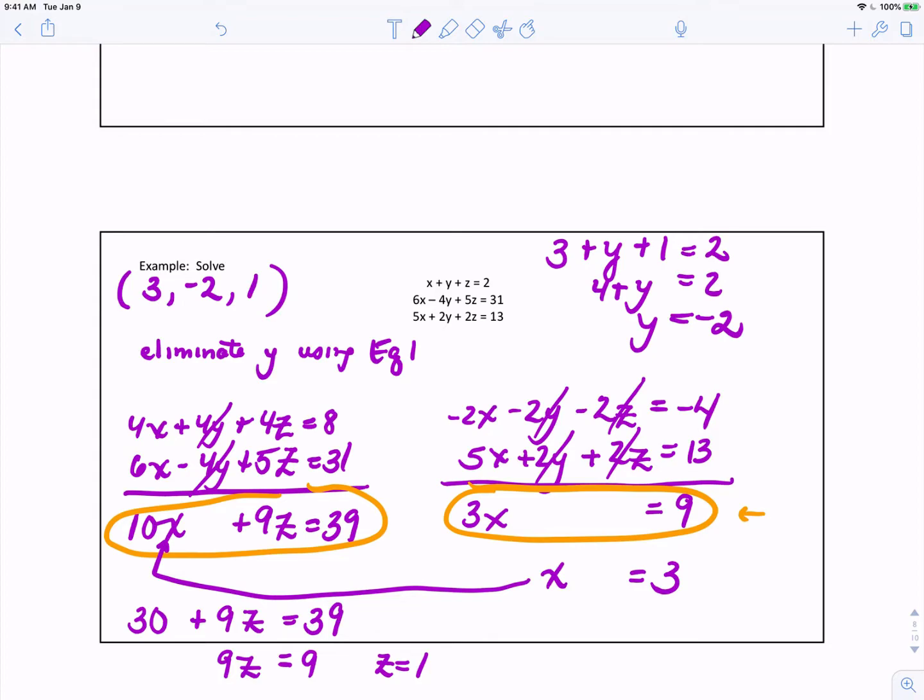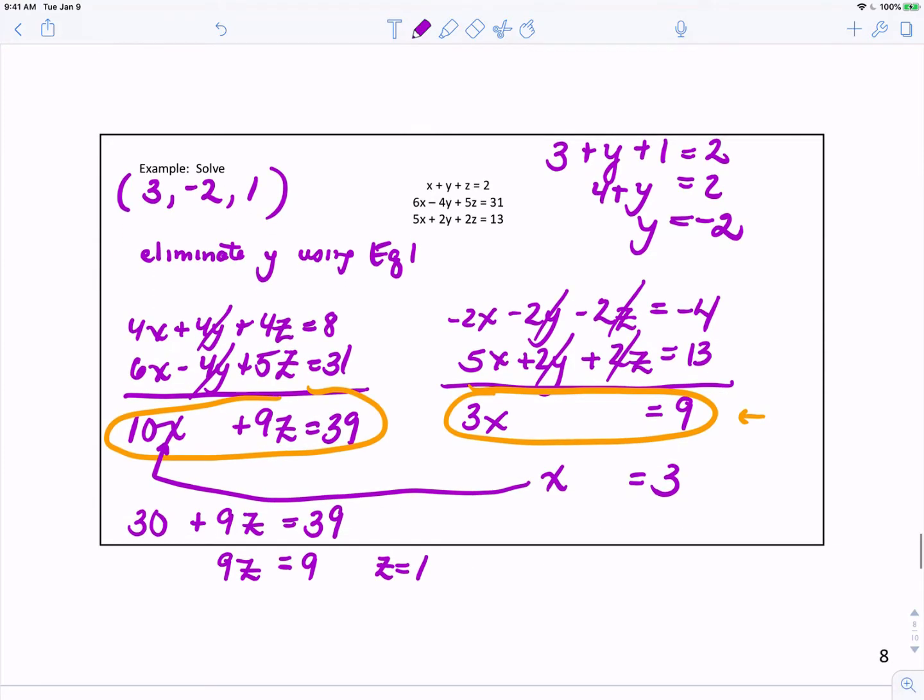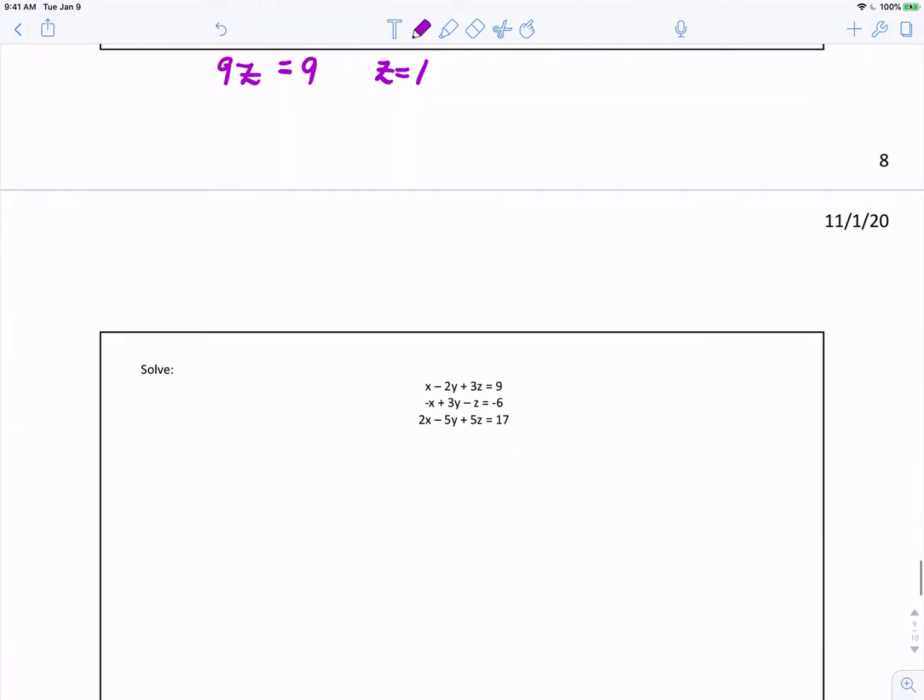Now, had we picked a different plan and a different variable, we may not have lucked out like that. There's no way of predicting in advance what's going to be the easiest approach. We just happen to luck out and get an easy one that time. Here, let's try another one.